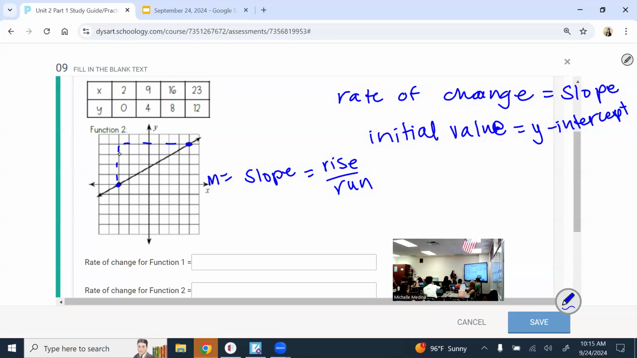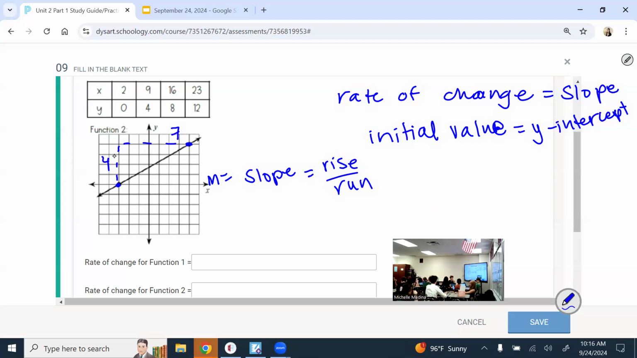And you're counting your rise to get from this point to that point, and your run. It's always how you reach from left to right. So going from my left point to my right point, how much do I have to go up? Good, 4. If I had to go down, then it would be negative. Okay, but I'm not. And what's my run? It is 7.